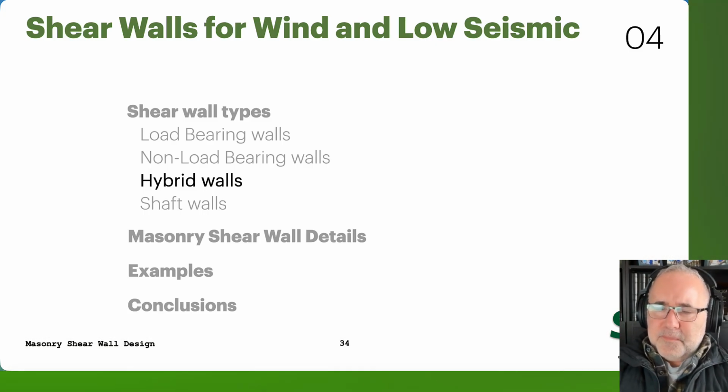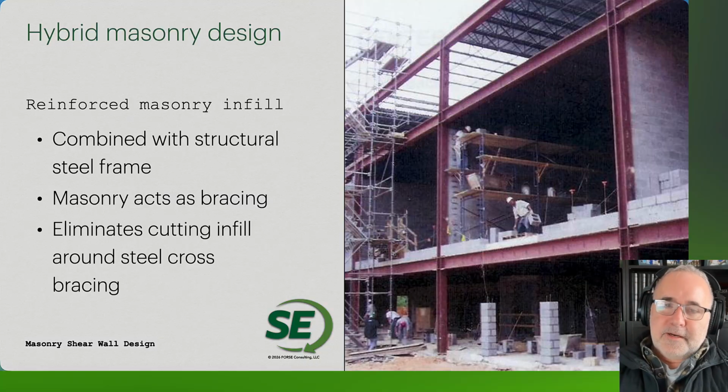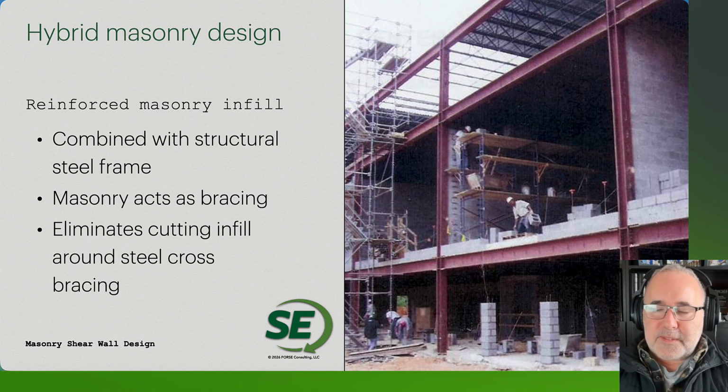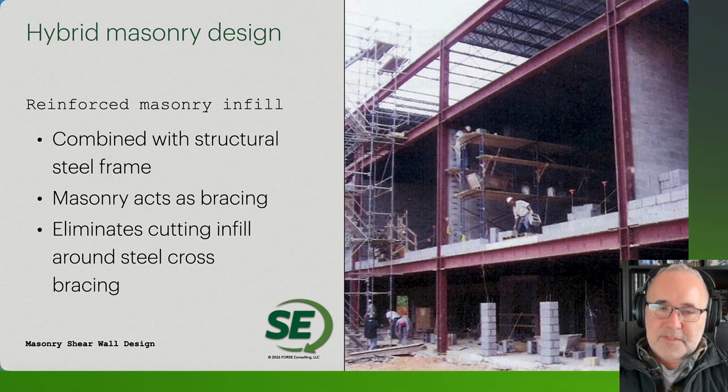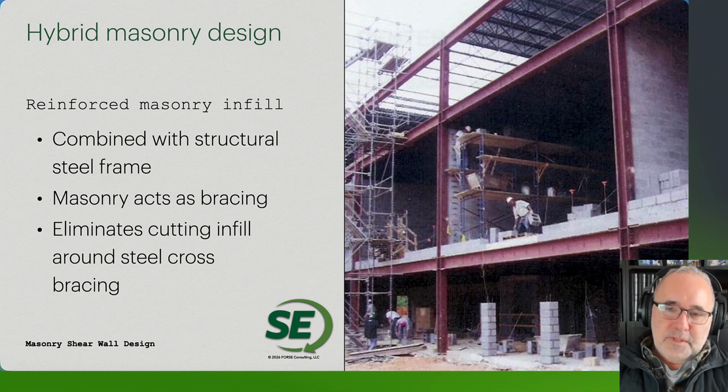So with that, let's jump over to hybrid walls. Hybrid walls are going to be a special type of shear wall, because a hybrid wall is a masonry wall that's going to be built within a frame, maybe a steel frame or a concrete frame. It's going to combine with the overall elements, and it's going to give us our design shear forces just due to the nature of masonry being a rigid element.